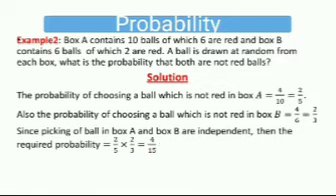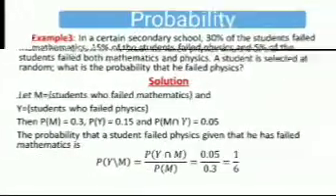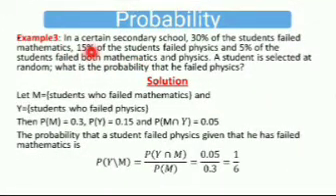Is that clear? Now, the third example will be on conditional probability. In a certain secondary school, 30% of the students failed mathematics, 15% of the students failed physics, and 5% of the students failed both mathematics and physics. A student is selected at random. What is the probability that he failed physics, given that he failed mathematics?